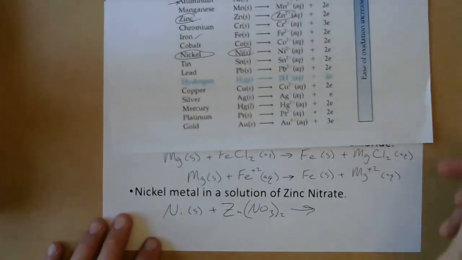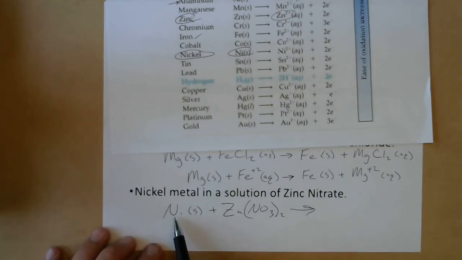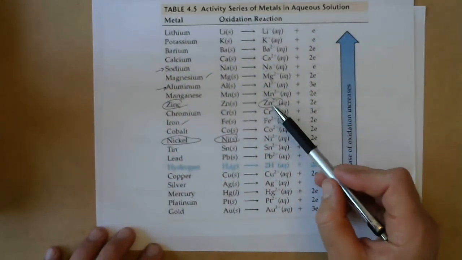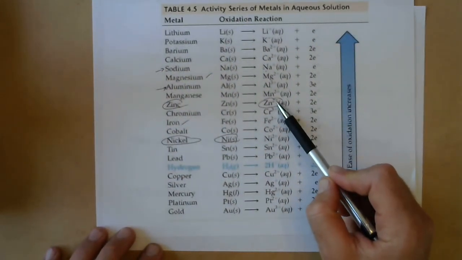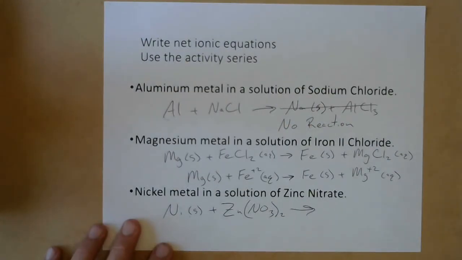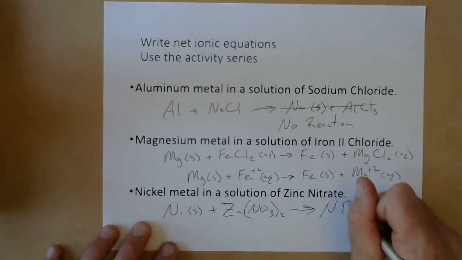If we look at our reactants, that's what we already have. We already have nickel as a solid. We already have zinc as ions. And when you're comparing these two, zinc is more likely to become ions. Nickel is more likely to remain as a solid. And so this reaction will not take place. And so you're going to get no reaction.